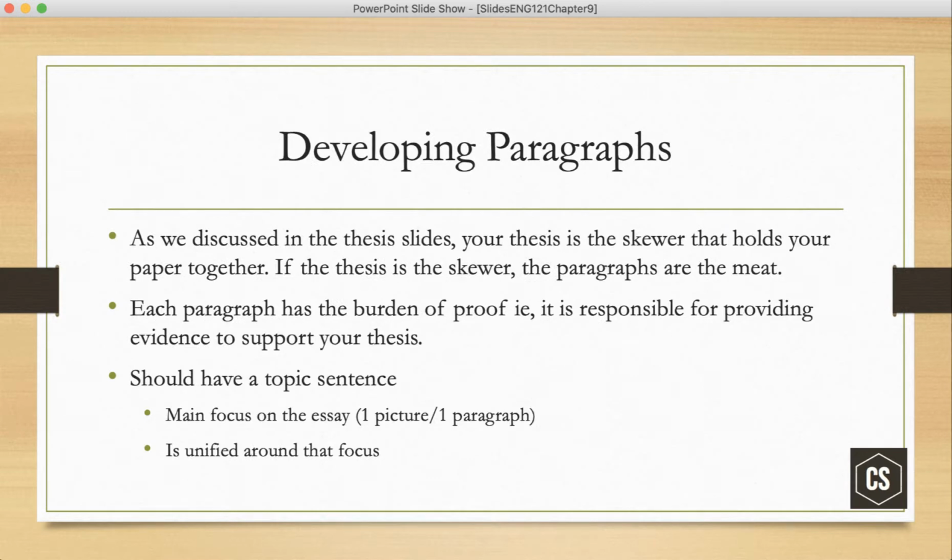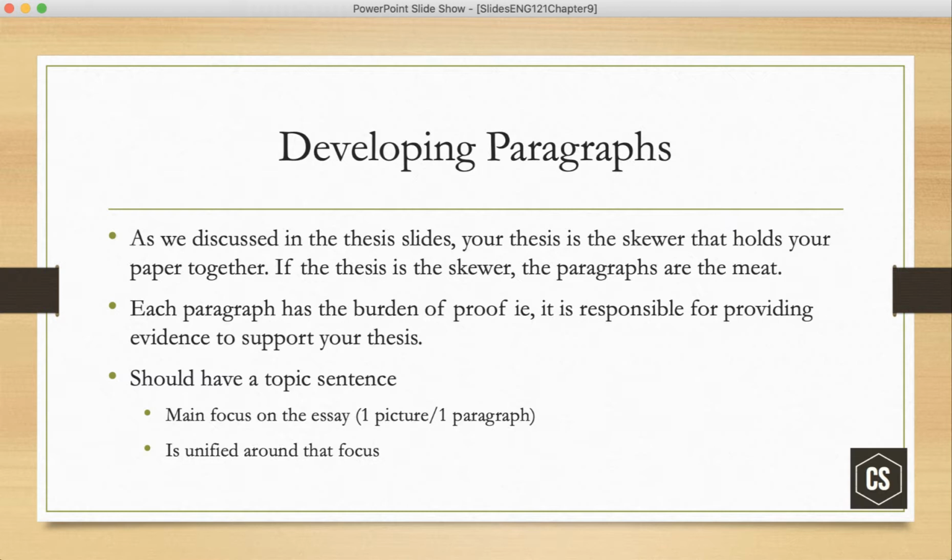Developing your paragraphs. So there were several of you guys in the last paper where you kind of circle around the same idea without making a point. In the thesis slides, we talked about the thesis is a skewer that holds your paper together. If the thesis is a skewer, the paragraphs are the meat. This is the basis of what you're trying to prove to your reader. Each paragraph has the burden of proof. It is responsible for providing evidence to support your thesis.